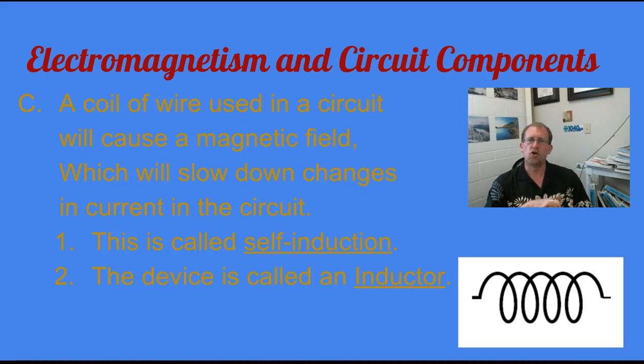It resists current change. So when a current is flowing at a particular rate at a certain number of amps, the inductor doesn't really have a whole lot to do with that. But when the current starts to drop off, it's going to resist the change in current. It's going to say, hey, no, let's keep going. Or if the current peaks, it's going to say, no, don't peak, slow down a little bit. And so it resists change of current.